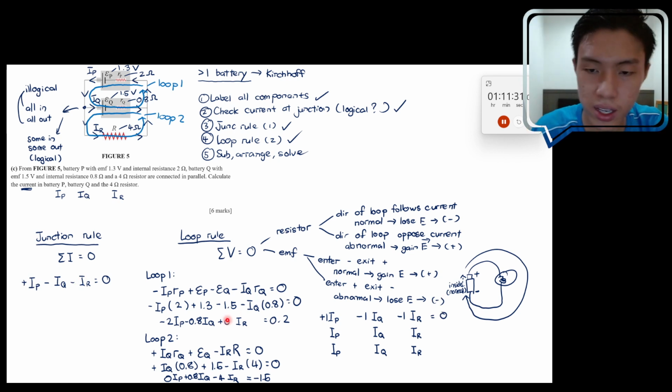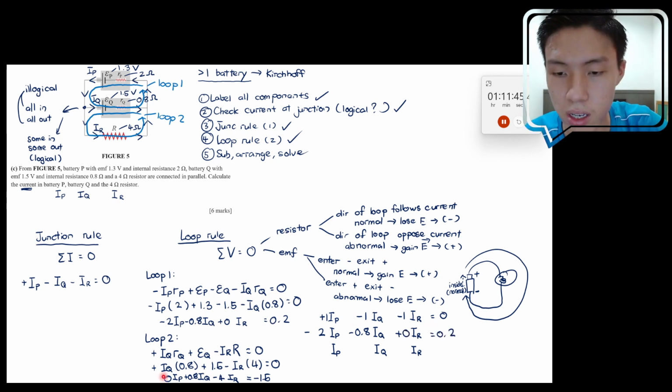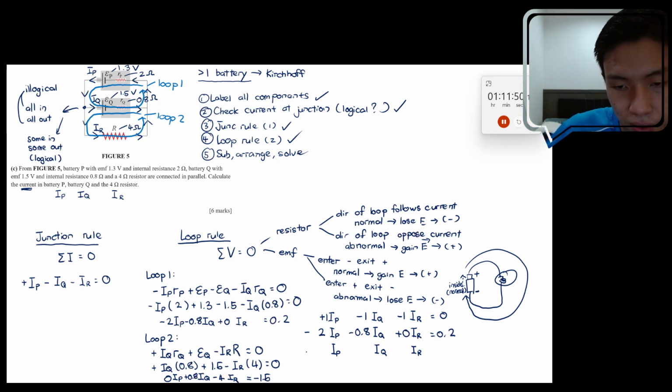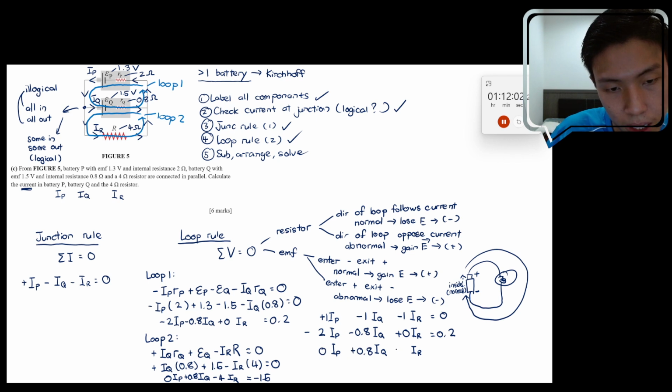Next equation is over here. Negative 2, negative 0.8, plus 0 equals to 0.2. Next equation over here, 0, positive 0.8, negative 4, negative 1.5.